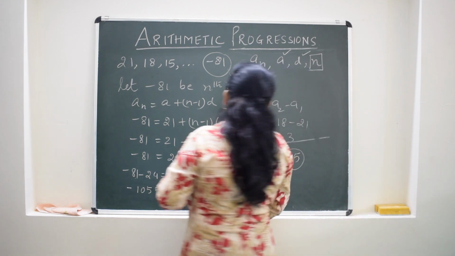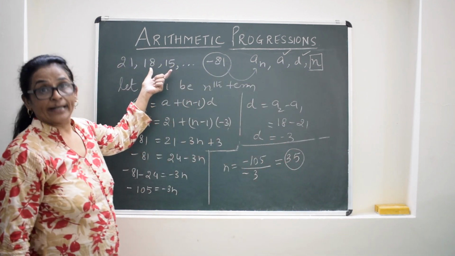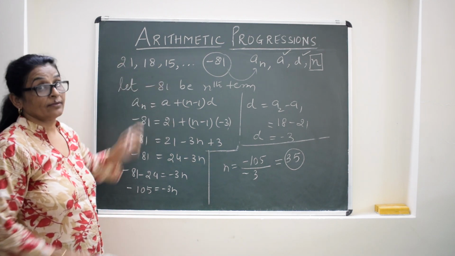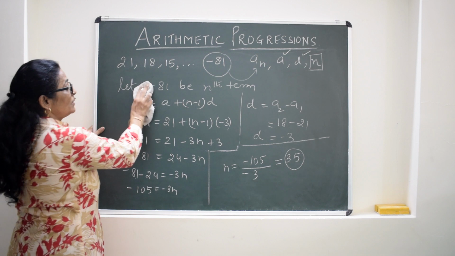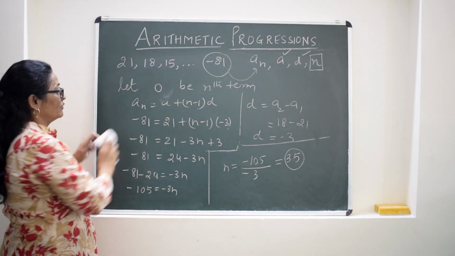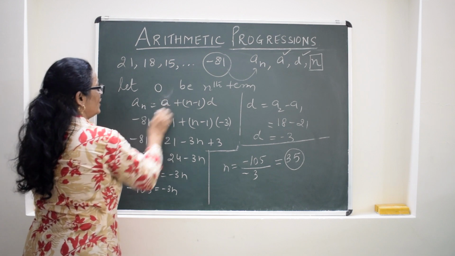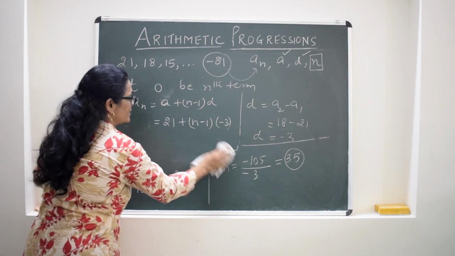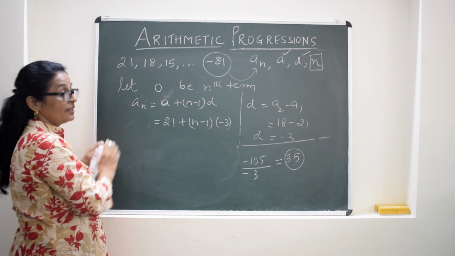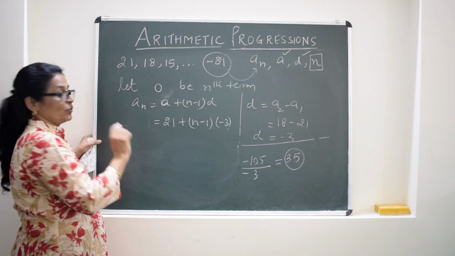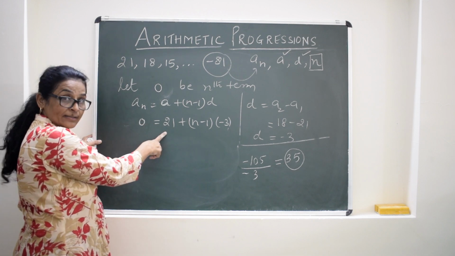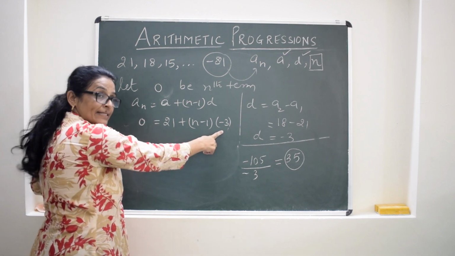So in this case, the question further, if I am adding one more concept in this, that which term is 0 in this given AP. So what will we assume? Let 0 be the nth term. Formula is same. Values we will simply change a little bit. That is, instead of minus 81, nth term is now 0. So here we will write nth term as 0. First term is as it is. N minus 1, d is as it is.